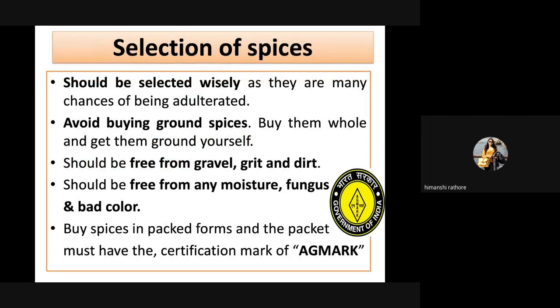Okay. Then, we are not going into detail about which spices are there and what their roles are. I'm not going to talk about all that. We just have to concentrate on how to select good quality spices. So they also should be selected wisely because there are many chances of adulteration in spices. It is easy to adulterate them because they are just little seeds and you can adulterate them easily. So avoid buying ground ones. Buy them whole and get them ground yourself, because you don't know what the shopkeeper has ground in your spice. So try to buy them in whole form.